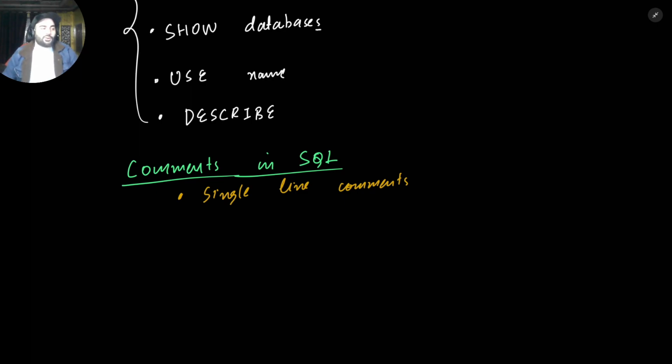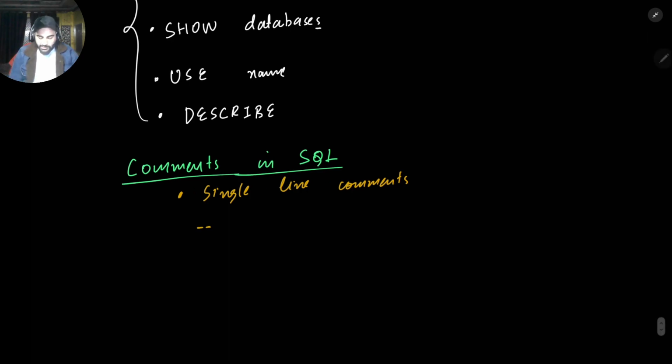So a single line comment in SQL, you just put two hyphens. For example, when you write a query, we call it a query, we don't call it code or something. When you write a query using SQL and want to comment it, you will write, for example, this is a single line comment. Then you will start writing your query.